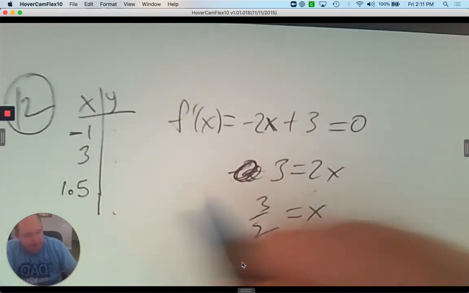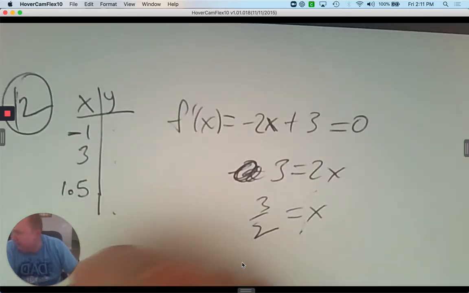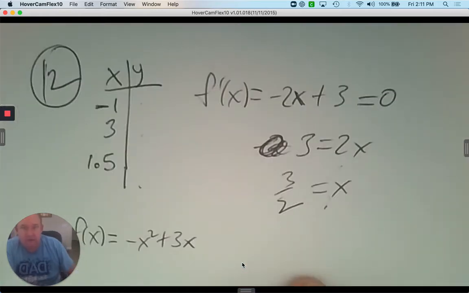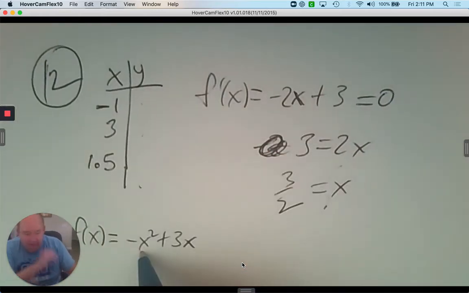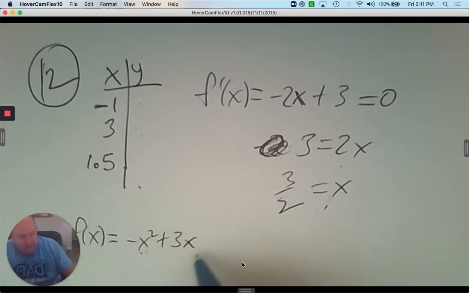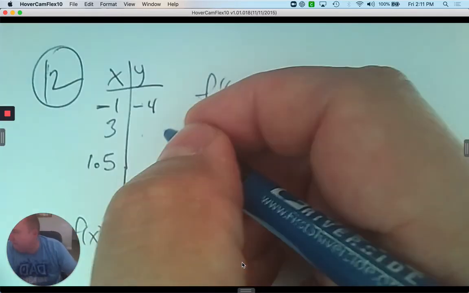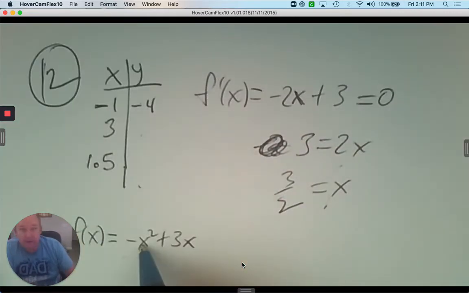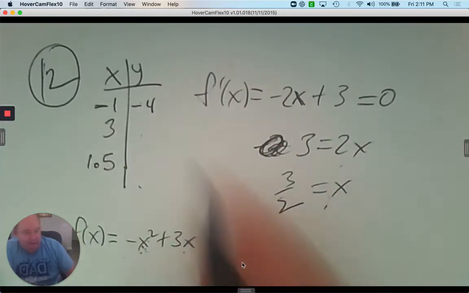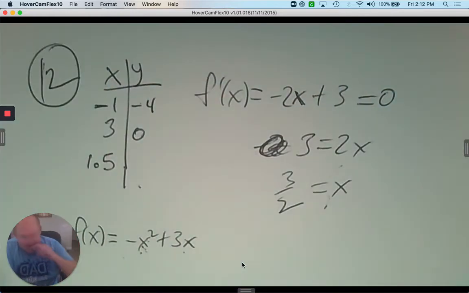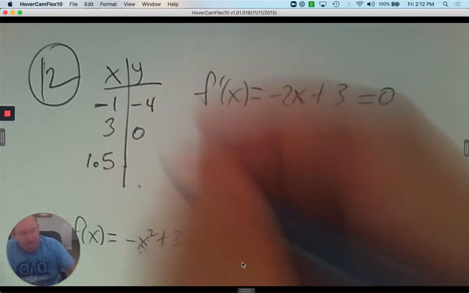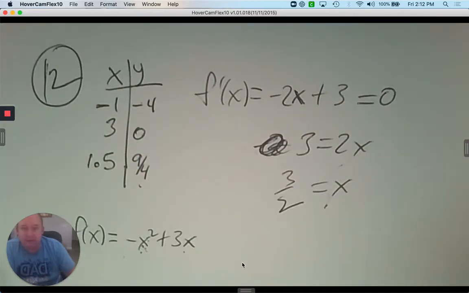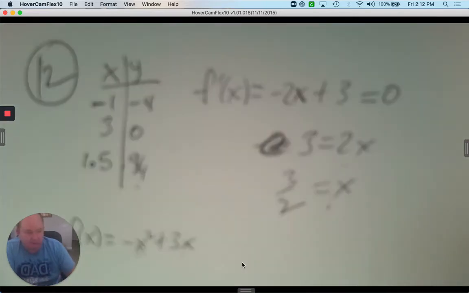So remember, the function is -x squared plus 3x. So that's what I'm plugging in. If I plug -1 into here, I get -1 minus 3, that's -4. If I plug 3 into here, I get -9 plus 9, that'd be 0. And if I plugged in 1.5, I get 9 over 4, or 2.25, one or the other.